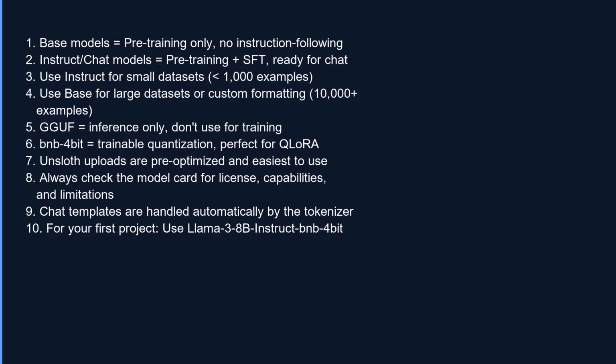Seven, Unsloth uploads are pre-optimized and easiest to use. Eight, always check the model card for license, capabilities, and limitations. Nine, chat templates are handled automatically by the tokenizer. Ten, for your first project, use Llama 3 8B Instruct BNB 4-bit.